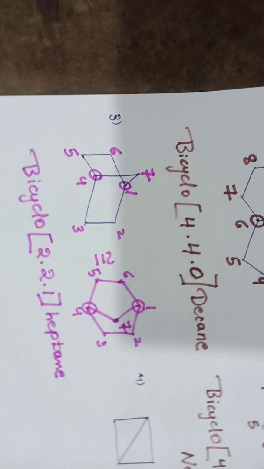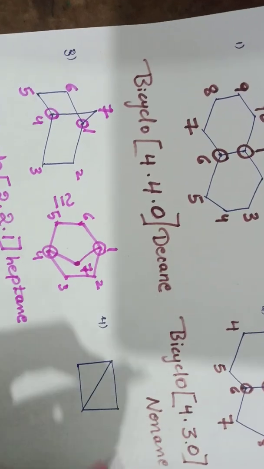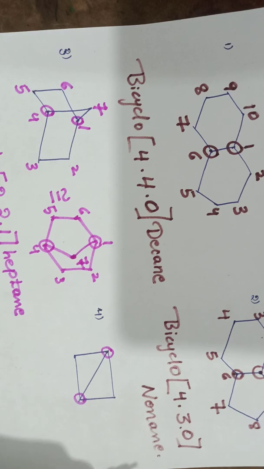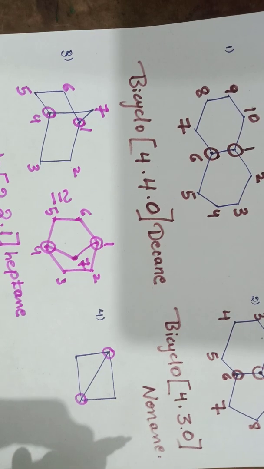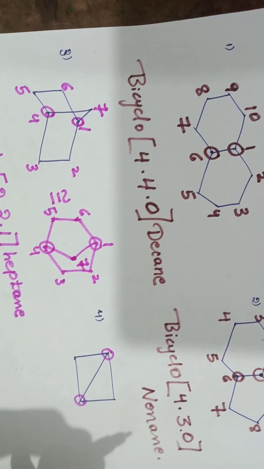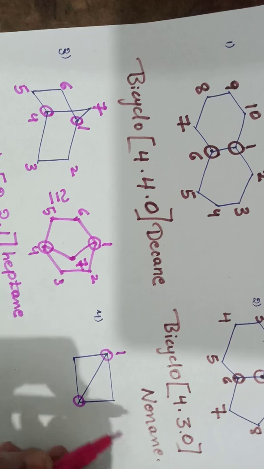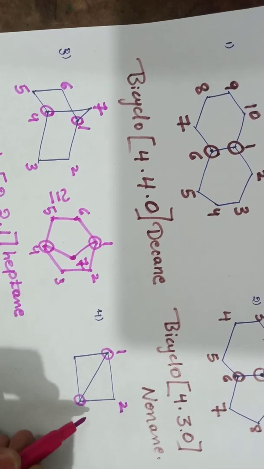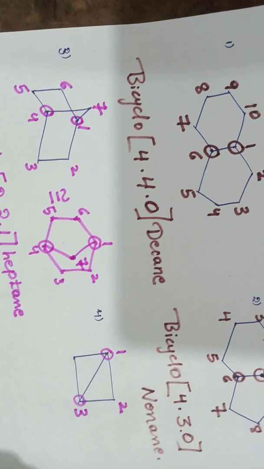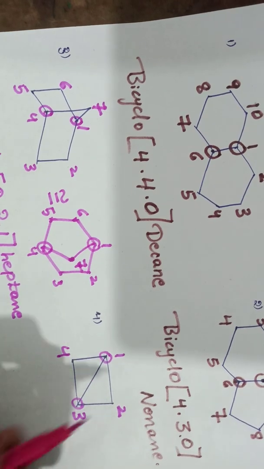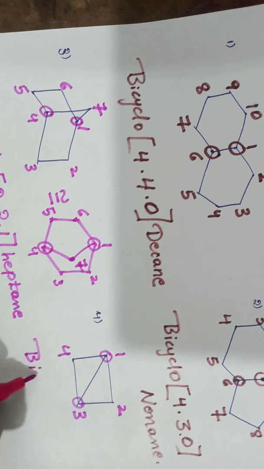Okay, next example. These 2 are bridgehead carbons. First, initially identify the bridgehead carbons and then give numbering. From that only it is easy for us for the naming of these bicyclo compounds. 1, 2, 3 and 4. Okay, bicyclo.